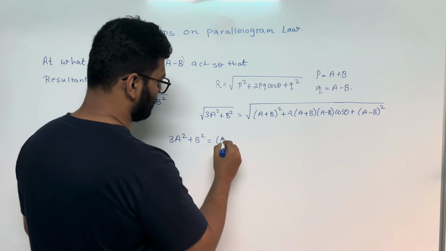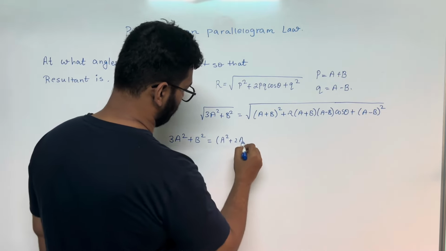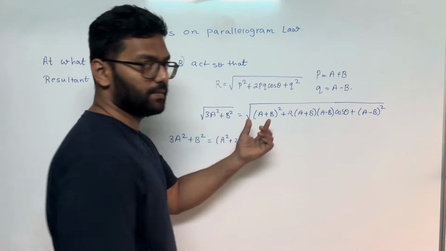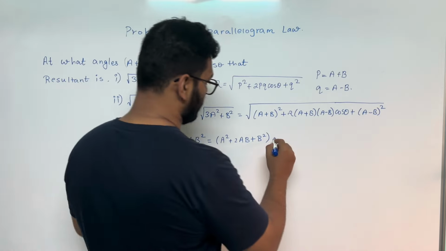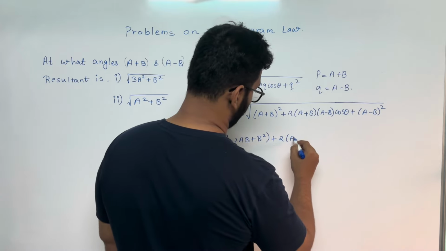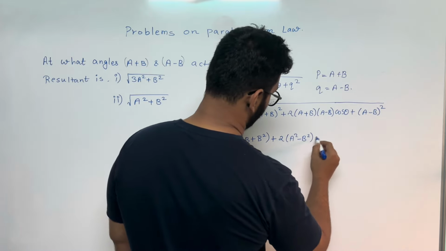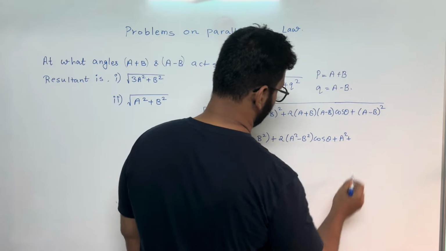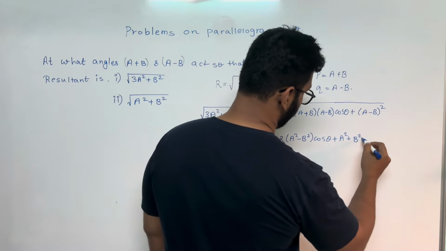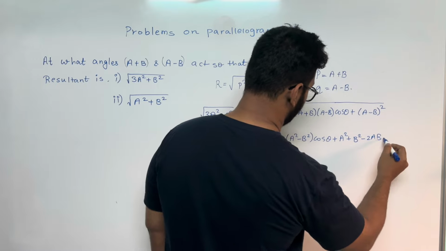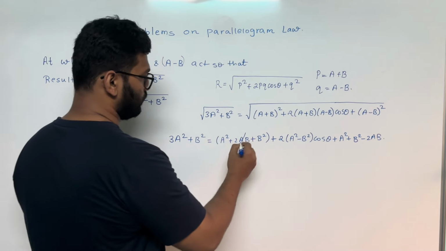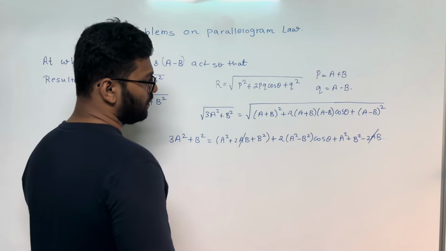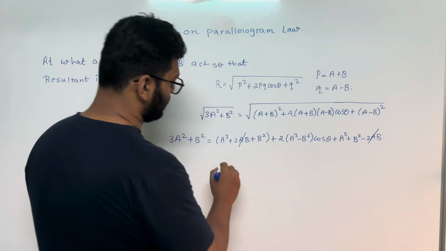So I will just expand this, right? A square plus 2ab plus b square. You know this expansion of (a plus b) square, plus 2 times (a square minus b square) into cos theta plus a square plus b square minus 2ab, right? So now you can see from here 2ab and minus 2ab will get cancelled. I think there is nothing else getting cancelled.